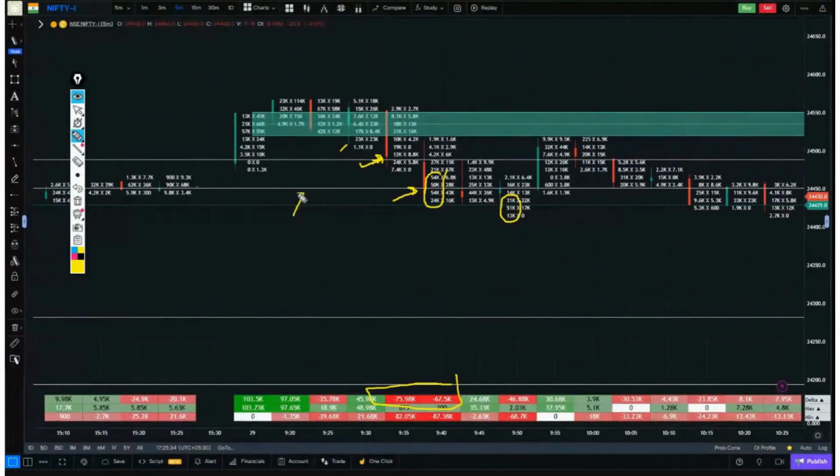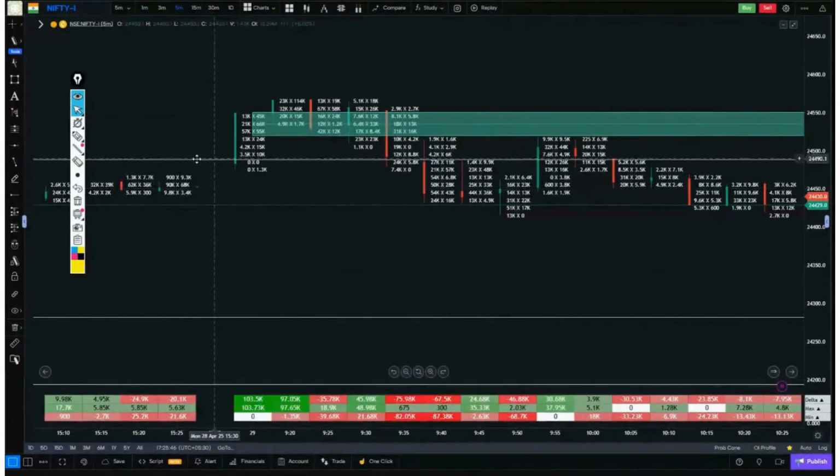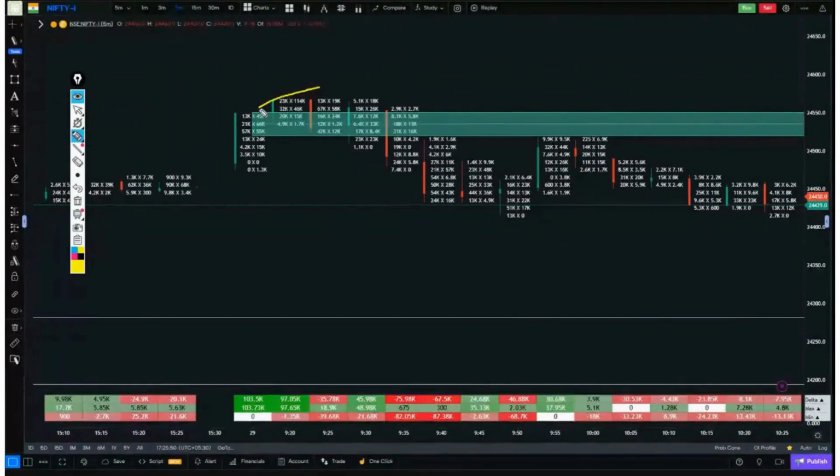The support zone was broken, and the previous day's resistance zone was also broken. And then the bullish zone was also broken. Now what's left here? Now here we can do this. The buying delta that we saw in the morning, we saw buyers. Now this zone is broken.